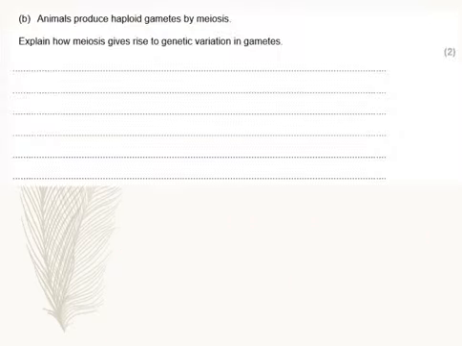And then the second question: animals produce haploid gametes by meiosis. Explain how meiosis gives rise to genetic variation in gametes. And again, good exam practice is to highlight any keywords. So we should know what haploid is, we should know what meiosis is, we should think about what genetic variation is. You should know these words before you even attempt the question. So stop the video here.